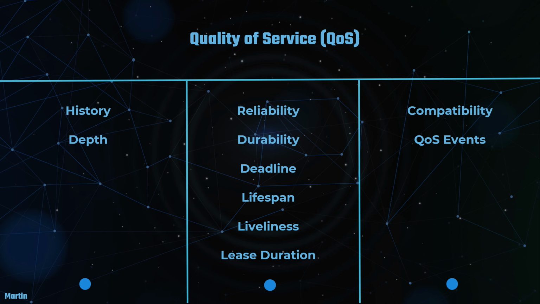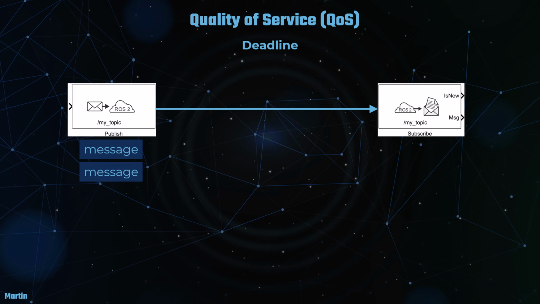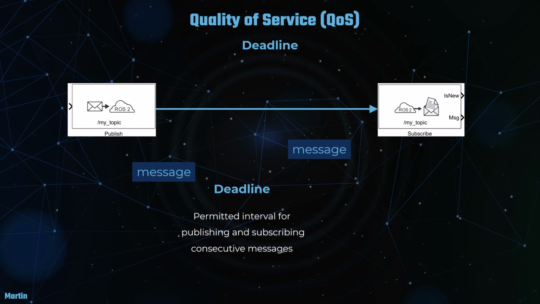Next, we will explore the concept of deadline. The deadline QoS policy defines the expected interval for publishing consecutive messages to a topic, setting the maximum duration allowed between messages. For subscribers, it specifies the permissible duration between message receptions, while for publishers, it indicates the allowed duration between message transmissions. If the deadline QoS policy is not set by the user, it indicates an unspecified duration, which the underlying middleware typically interprets as infinite.